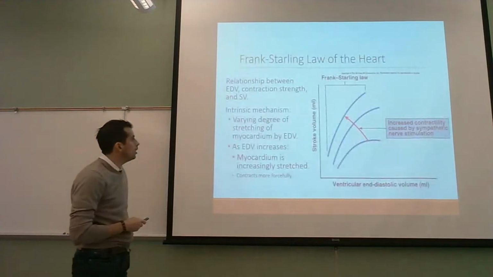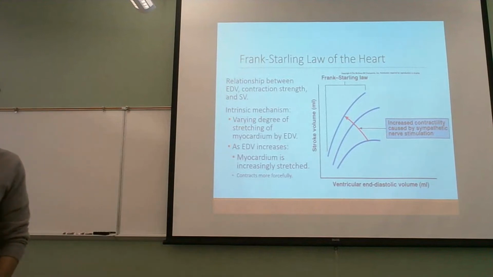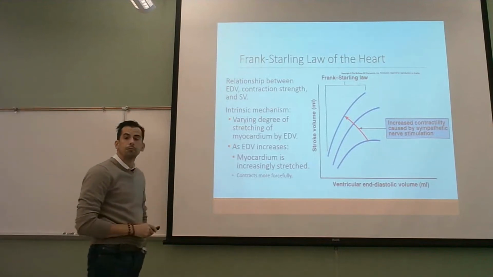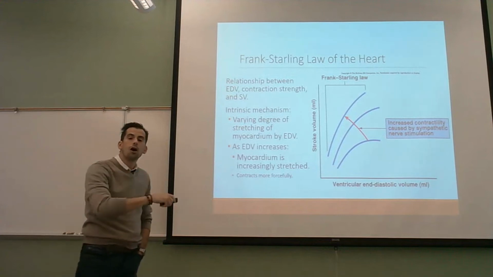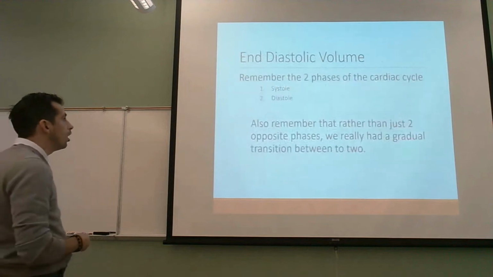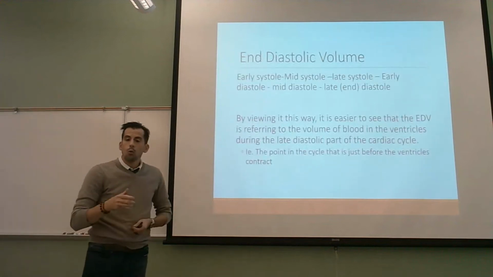And the relationship that we see by Frank Starling's phenomena is the higher the end diastolic volume, the stronger the cardiac muscle will contract. The higher the end diastolic volume, the stronger the cardiac muscle will contract.